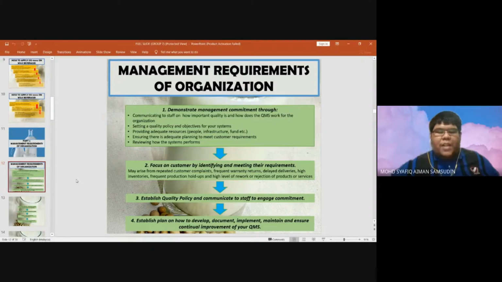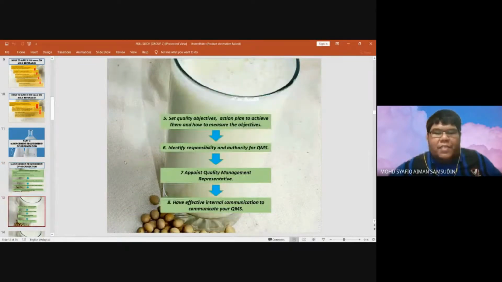And fourth is to establish a plan on how to develop, document, implement, maintain, and ensure continual improvement of the company QMS. Fifth is to set quality objectives, an action plan to achieve them, and how to measure the objectives. Six is to identify responsibility and authority for the company QMS. Seven is to appoint a quality management representative.